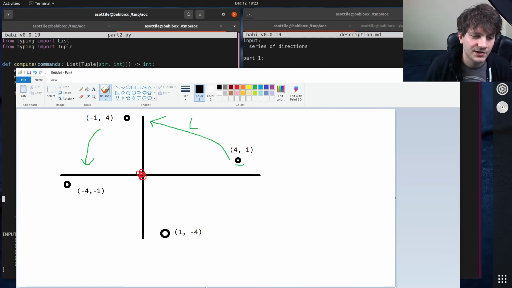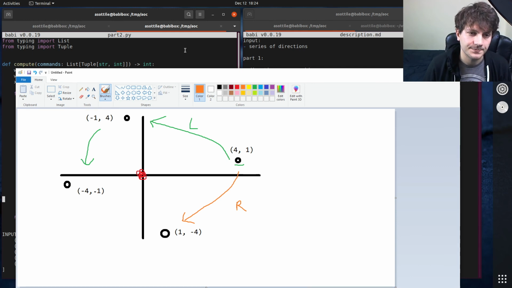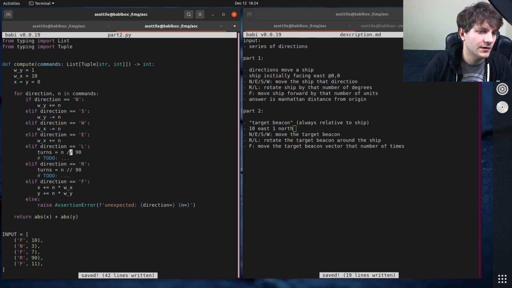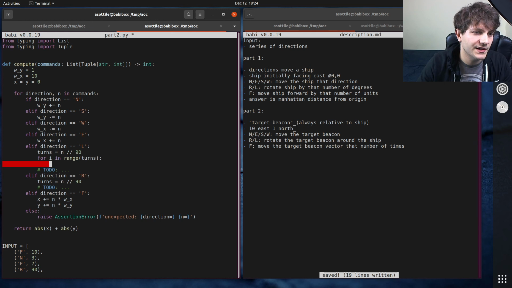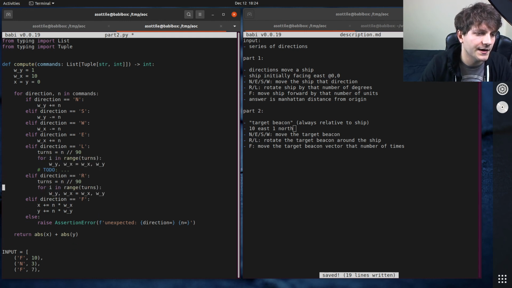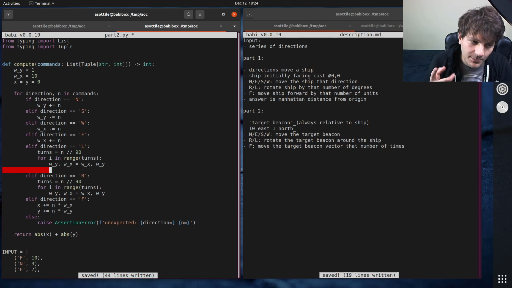Now, if you're flipping in the other direction, so let's say we are starting at 4, 1, and we want to do a rightward turn, which we'll represent using orange here. This is an R. In this case, we're still flipping the 2, but instead of multiplying the X, we're now multiplying the Y. And we're going to use that trick to do our turns here. So we computed the number of turns, for i in range(turns), and we are going to rotate our waypoint. So we're going to say WY, WX equals WX, WY, since in both of these we need to do a swap of the Y and X.